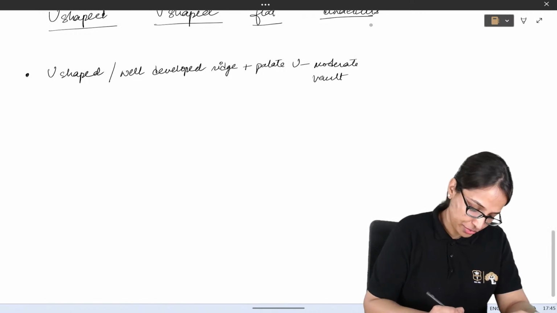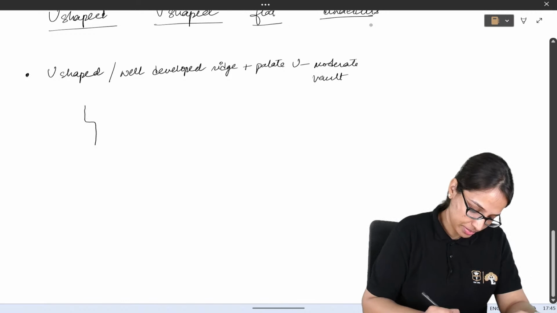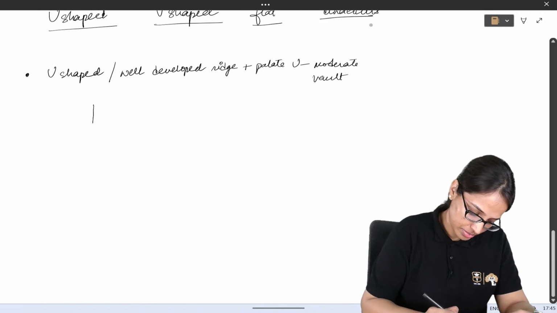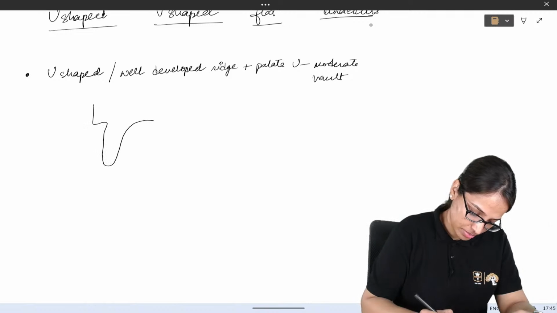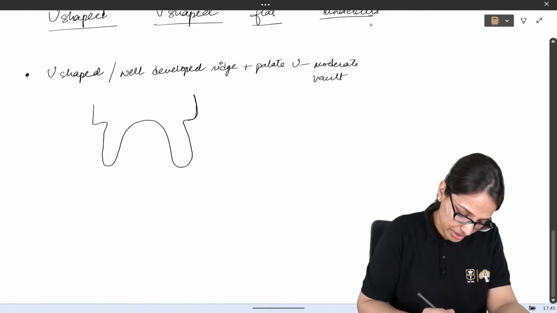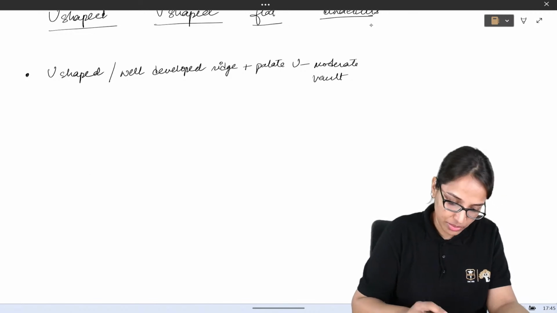If I draw it out for you, it will be somewhat like this. Now, pardon my drawing, it may not be very good, but this is how it would be. So the center, oh, sorry.